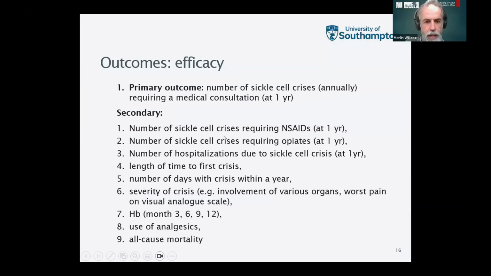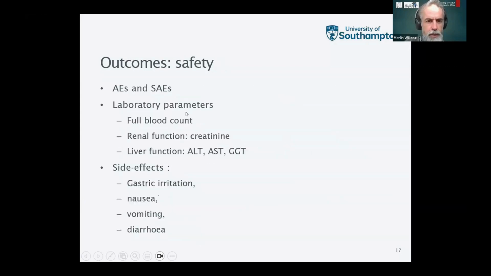And you'll see the secondary outcomes contain some outcomes about efficacy, number of crises that need NSAIDs, opiates, hospitalizations, length of time to the first crisis, duration and severity, and their hemoglobin, and use of analgesics and all-cause mortality. And we also had outcomes on safety, so incidence of adverse events and serious adverse events, laboratory parameters, full blood count, renal function, liver function, and side effects.